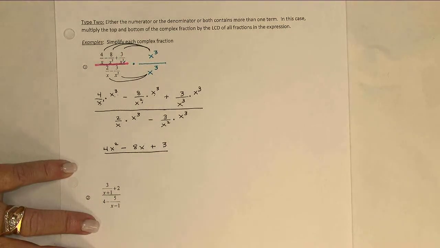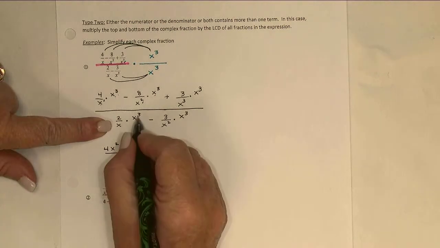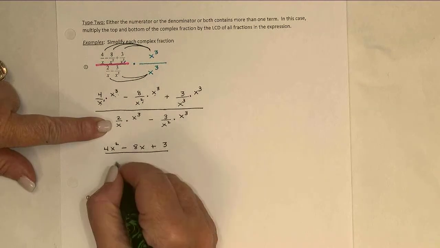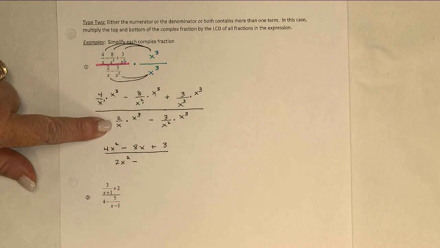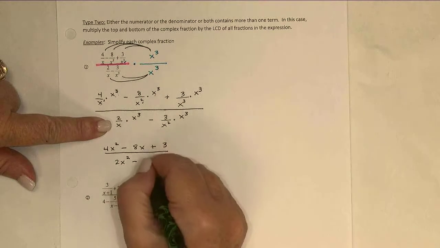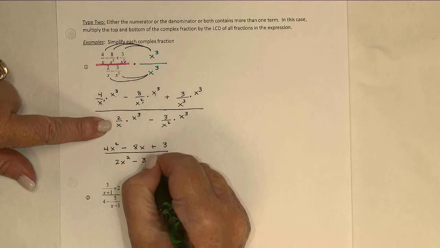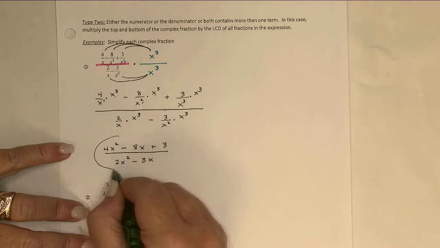In the denominator, same thing, laws of exponents. 3 minus 1 would make that a 2x squared, minus 3 minus 2 just makes that a 3x to the first. I've got all of my complex fractions out of there. Now this just looks like a normal algebraic fraction, and I'm all set.